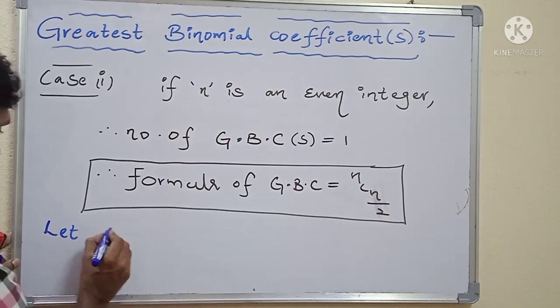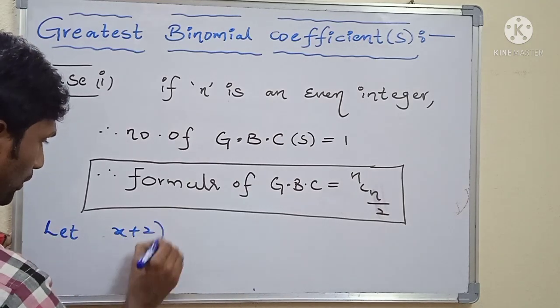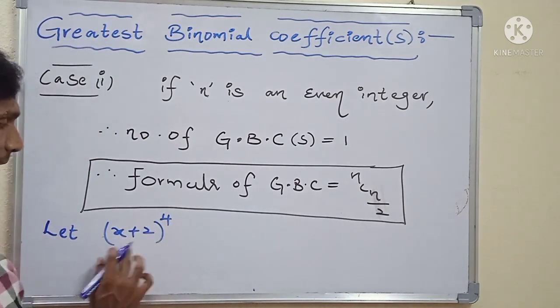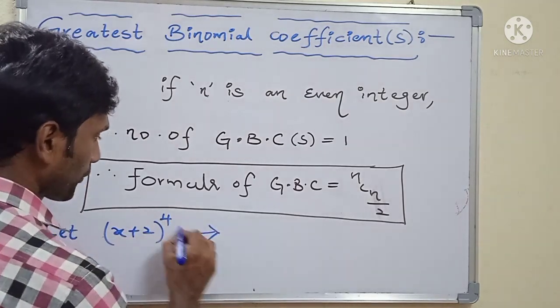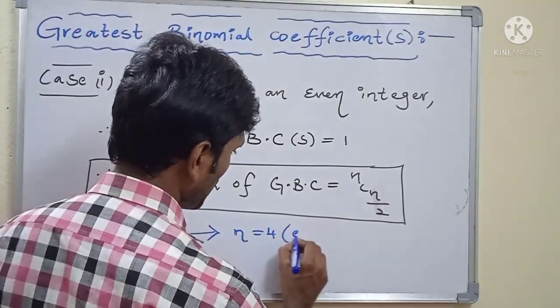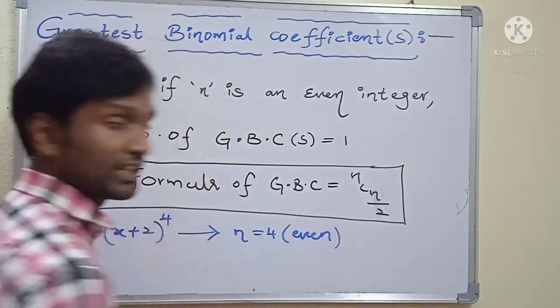Let (x plus 2) whole to the power 4. In the expansion of (x plus 2) whole to the power 4, where n equals 4. n equals 4 means it is an even integer.